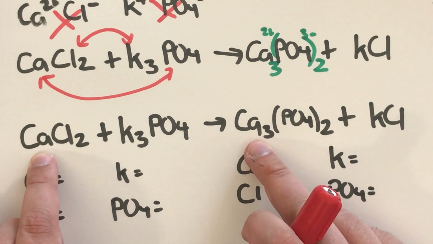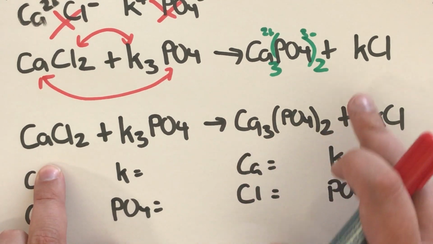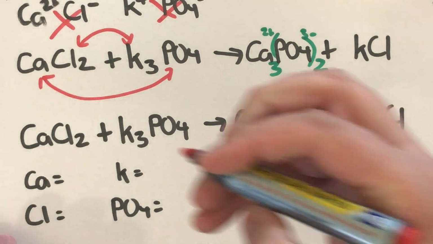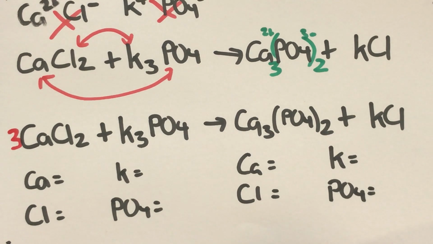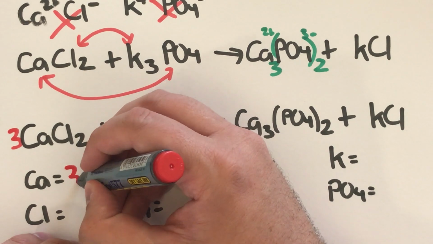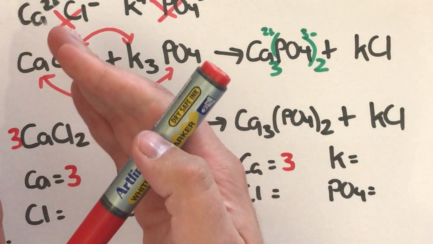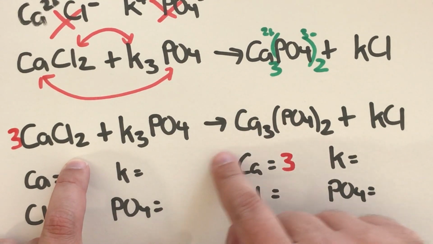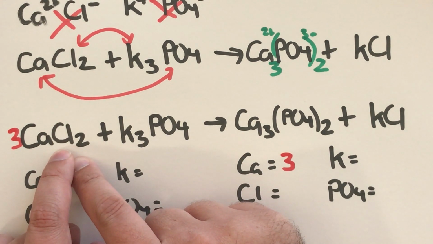So that means we need to have 3 calciums from this side in order to produce our 3 calciums on that side. Now the easiest way to do that is probably to put a 3 in front of that whole calcium chloride. So now I've got 3 calciums and 3 calciums. So let's go ahead and put a 3 in here and a 3 in there. Now because we've now got 3 molecules of calcium chloride to give us the 3 calciums we need in the products, we need to now make sure that we have the same number of chlorines.